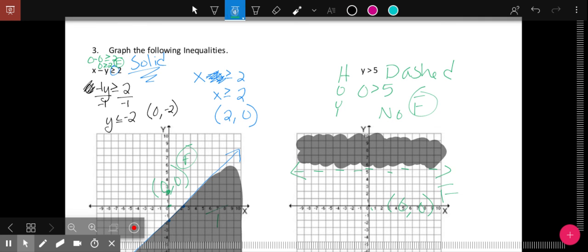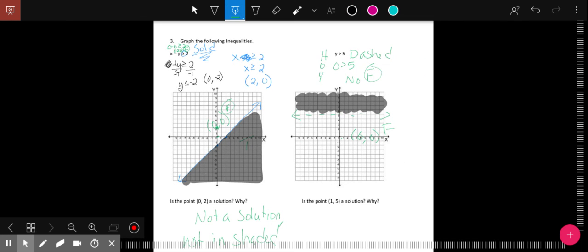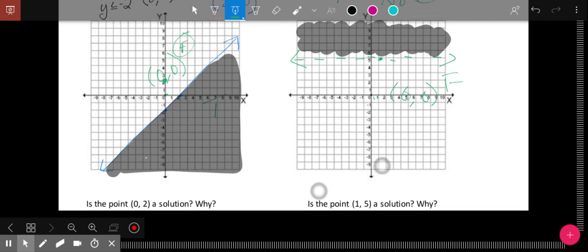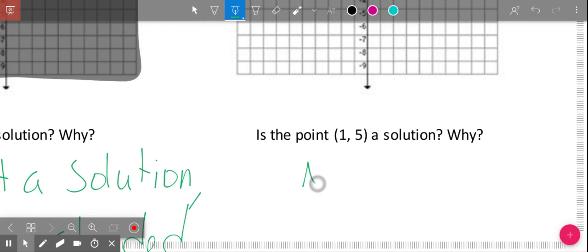Then my last question asks, is the point 1, 5 a solution? Well, if I plot the point 1, 5, that is right on my dashed line. So since it is on a dashed line, it is not a solution. No, because it's on a dashed line.